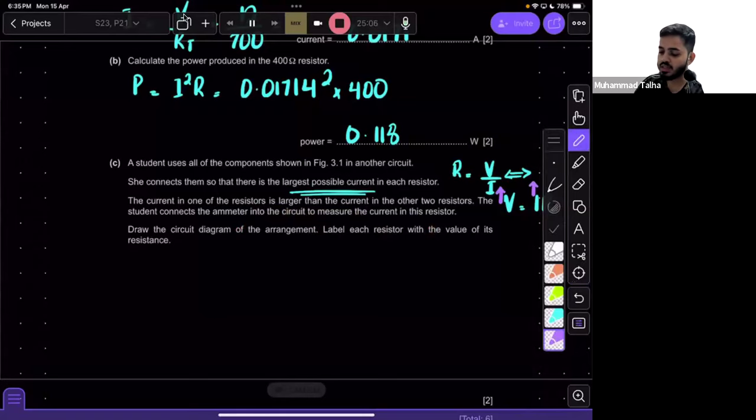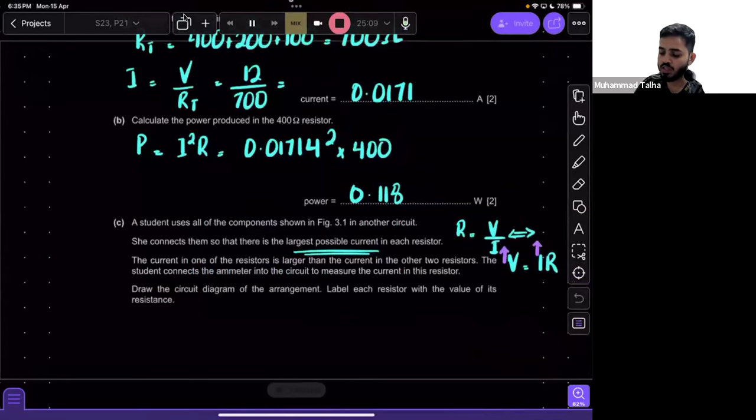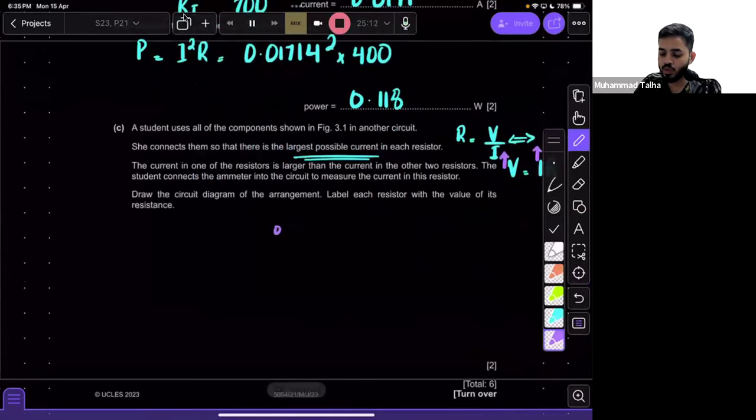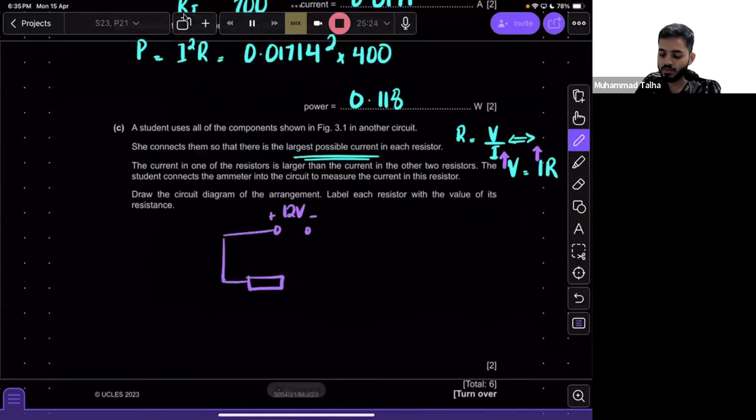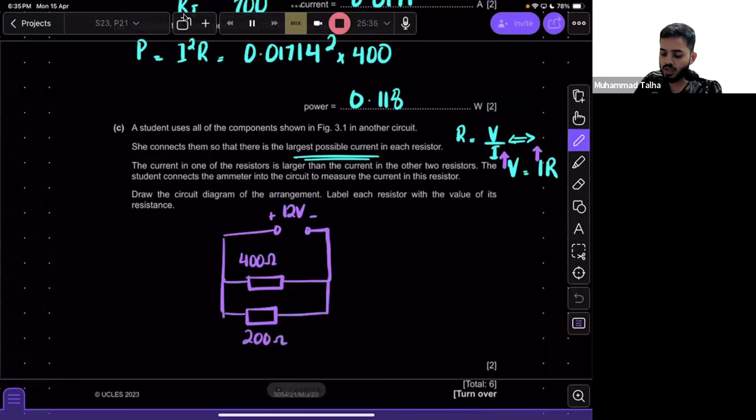So when I now draw this, this is going to be 12 volts. But now it's going to be in parallel with everything. So this is your 400 ohms. This is going to be your 200 ohms. And this one is the one that you want to measure the current through. Remember that ammeters are connected in series. And this is your 100 ohms resistor.